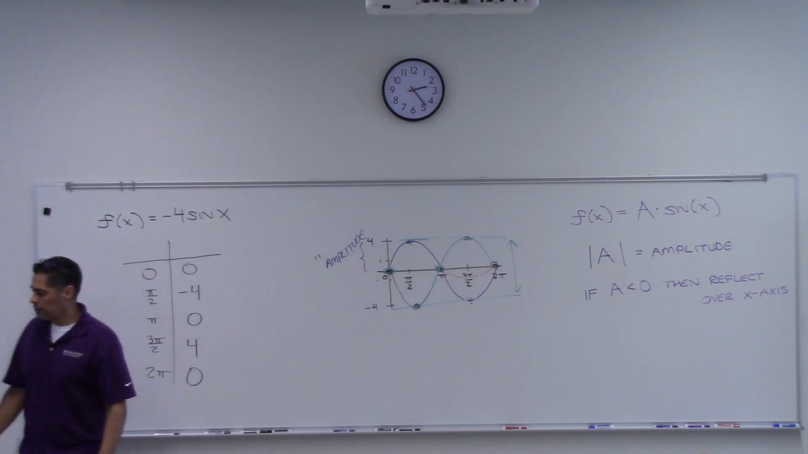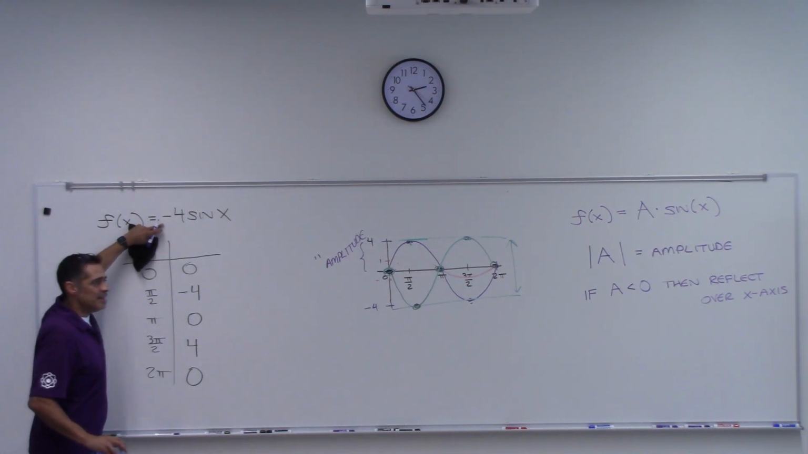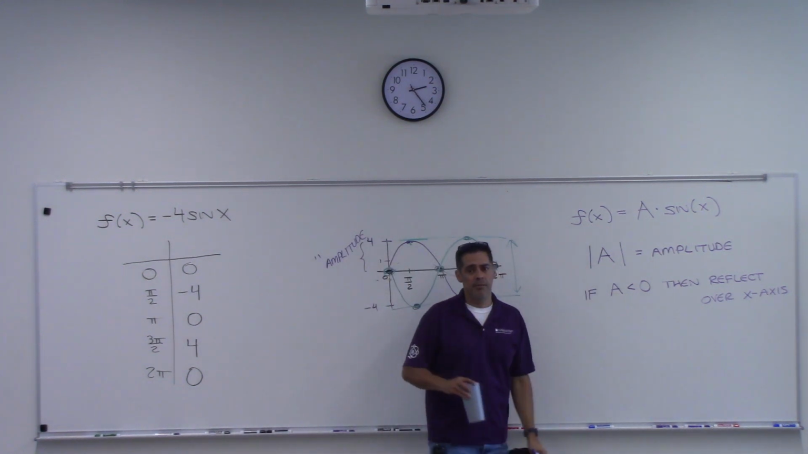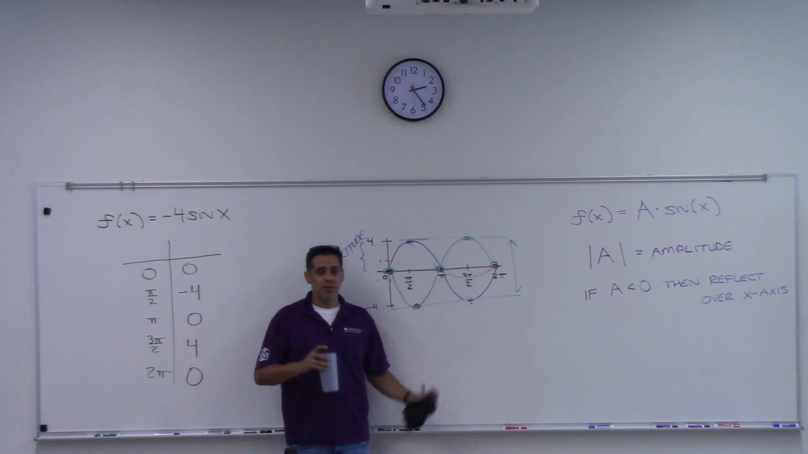Yes? So is the amplitude always going to be positive? Your amplitude is always positive. Good question. See here, I put a -4, right? But by definition, the amplitude is the absolute value of that number. So the amplitude of that green one I drew is also 4.